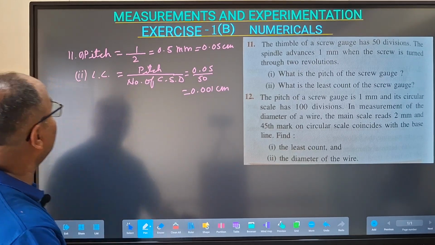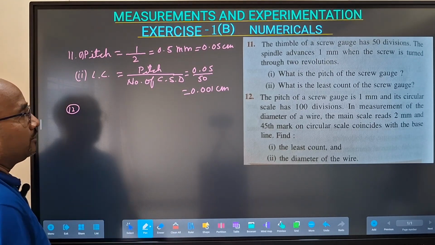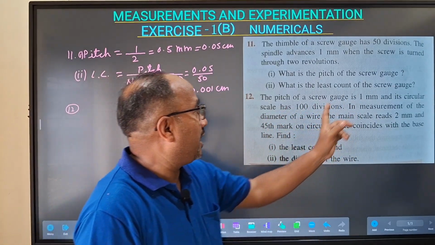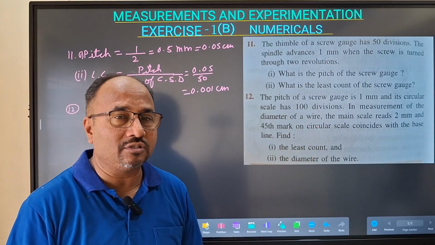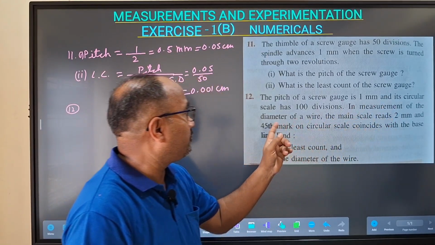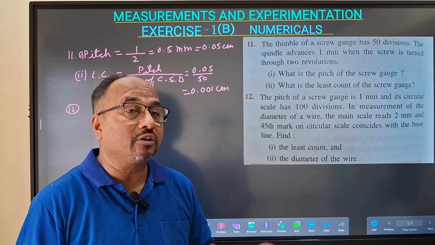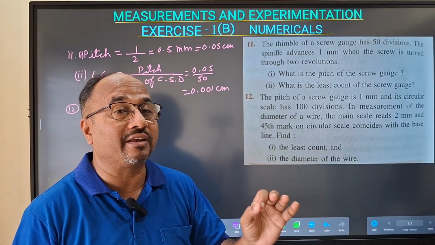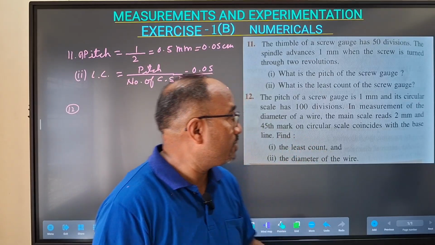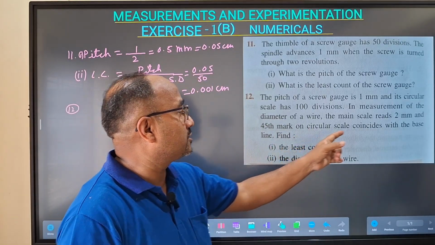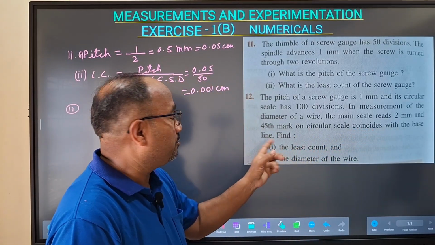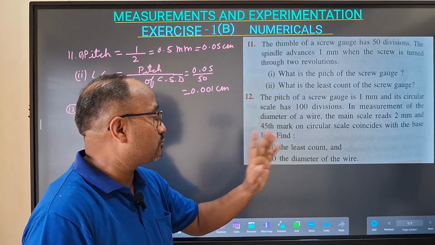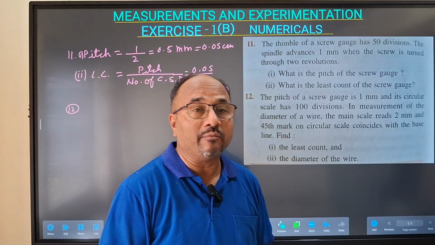Okay, we will move on to the 12th one here itself. So the 12th one says the pitch of a screw gauge is 1 millimeter. Pitch is given and its circular scale has 100 divisions. In the measurement of a diameter of a wire, the main scale reads 2 mm. So main scale reading is given as 2 millimeter, and the 45th mark of the circular scale coincides with the baseline. So your circular scale reading becomes 45. You are asked to find the least count and then the diameter of the wire.